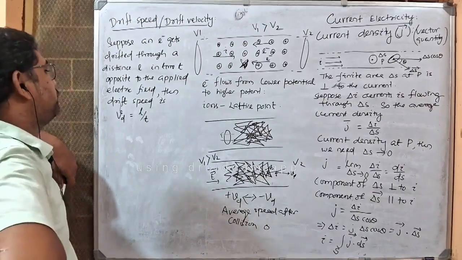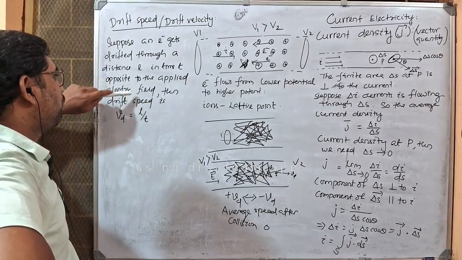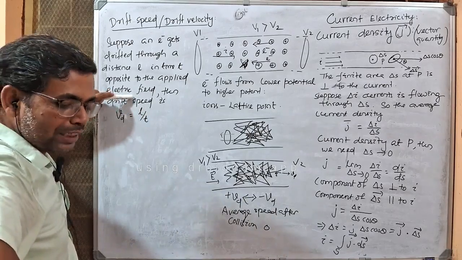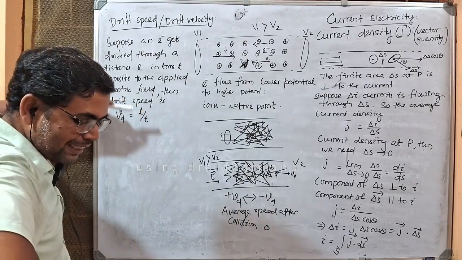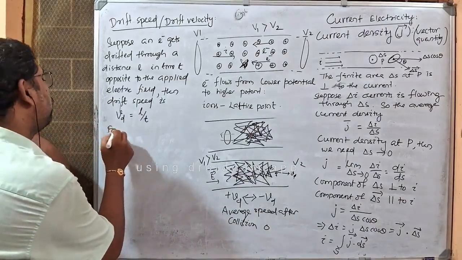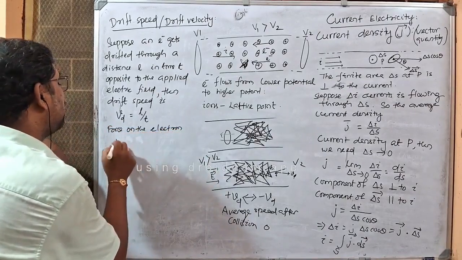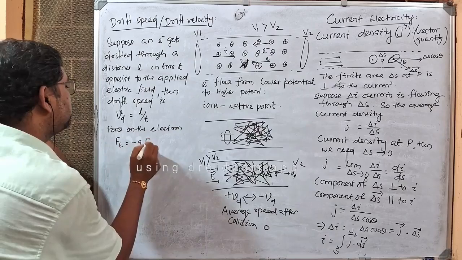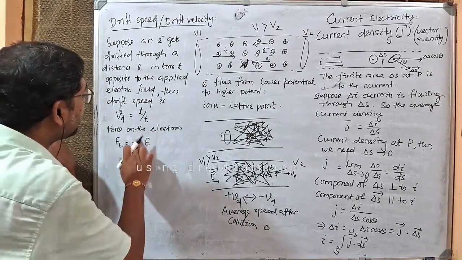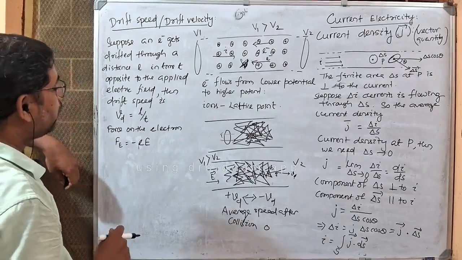So that means the electron is moving under the electric field, which means it should experience a force due to this electric field. So what is the force on the electron? Force F_E is equal to minus qE, where E is the electric field. The charge is minus q, or I can write minus e.